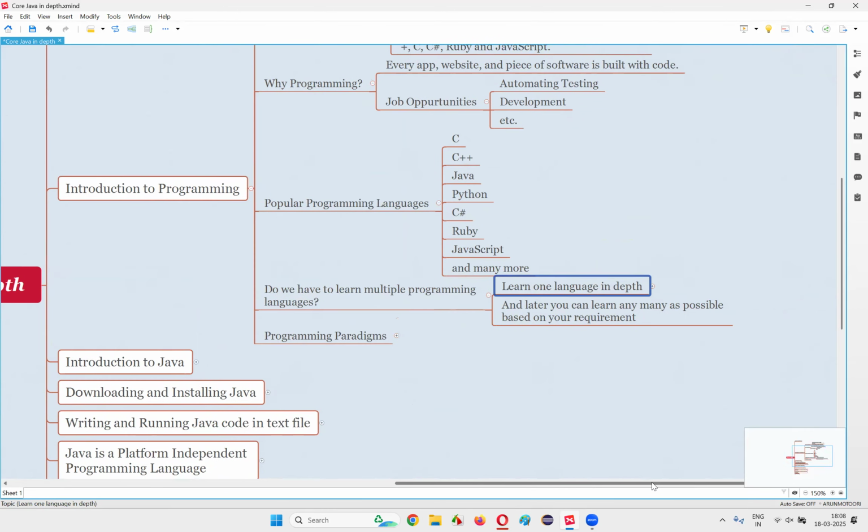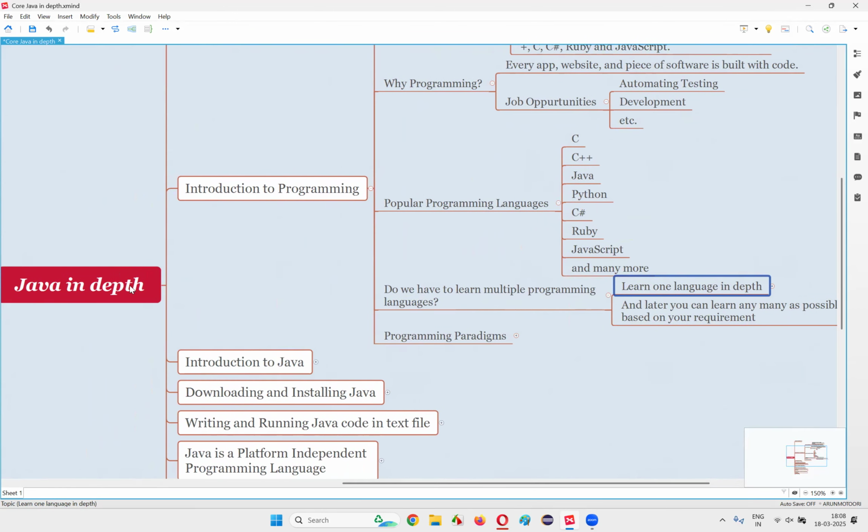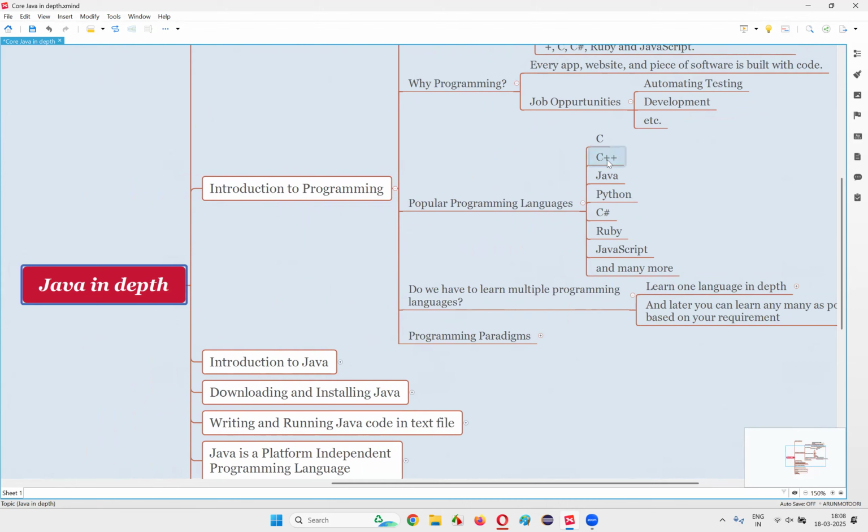But even though the answer is yes, you should not rush, thinking I need to put all these programming languages in my resume, so I learn C, C++, Java, Python, C Sharp, Ruby. You should not learn like that. You should be good at one programming language first.